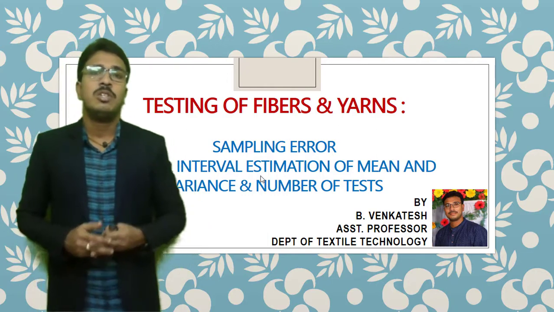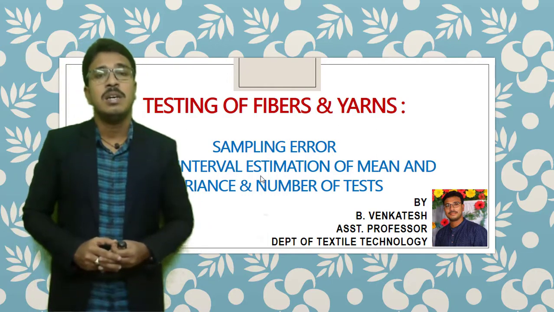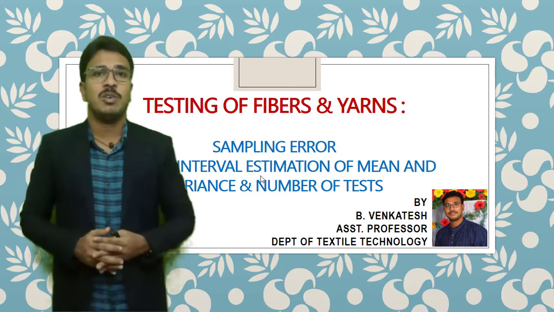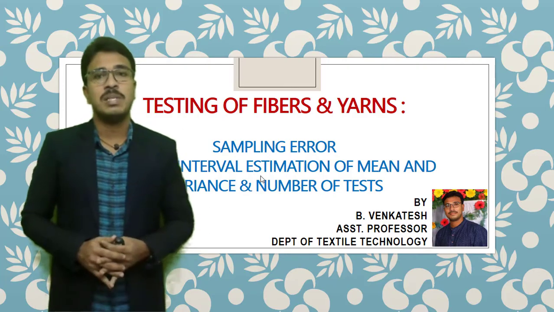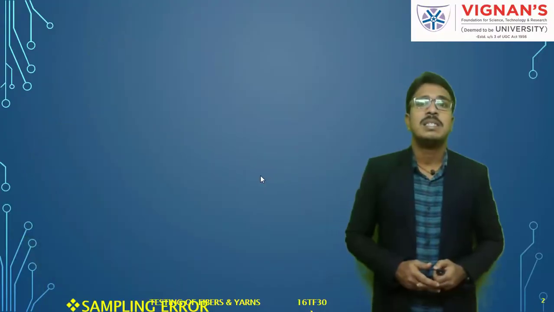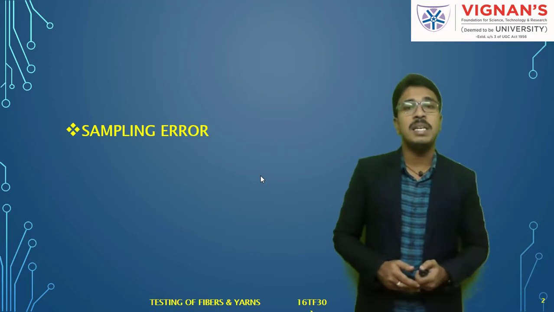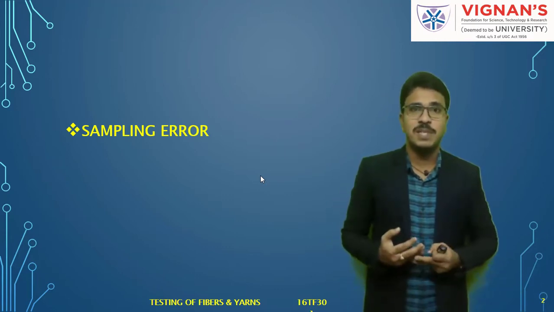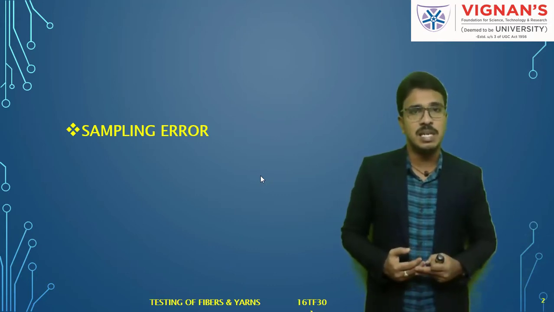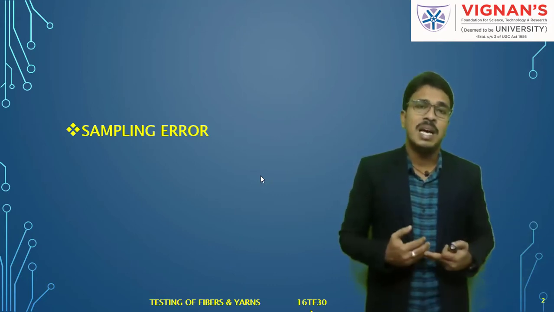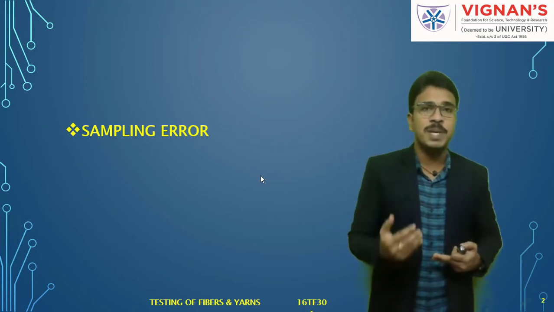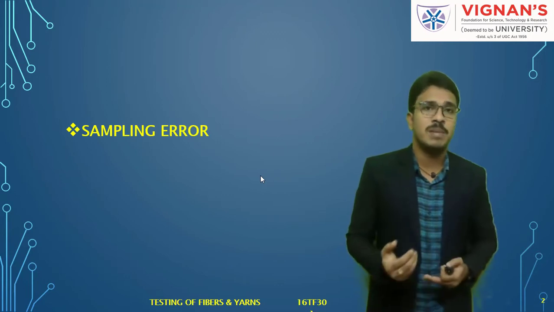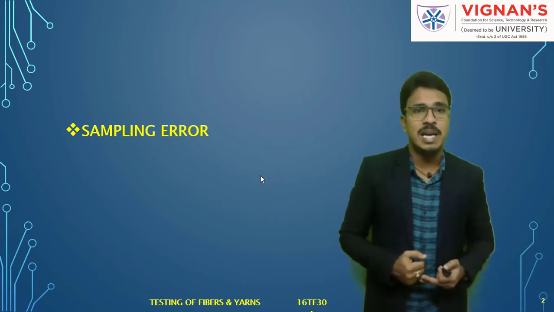Today's class we are going to discuss two important topics. The first is about sampling error. That means, while doing the sampling process which we discussed in the previous class, what kind of errors may come, what is the probability of errors, and how to overcome these errors. So that is sampling error.